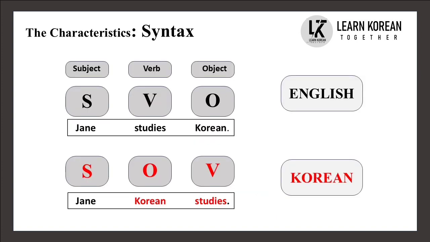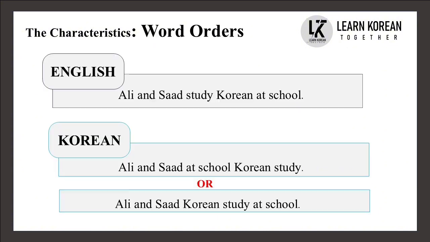First, a unique characteristic of the Korean language lies in its syntax. The sentence structure, or word order, in Korean is different from that of English. Korean is a language in which the verb or predicate comes at the end, so a sentence ends in a verb or an adjective. In English, a sentence is constructed in the order of subject, verb, object, but in Korean, it is in the order of subject, object, verb. For example, the sentence, Jane studies Korean, becomes Jane Korean studies.